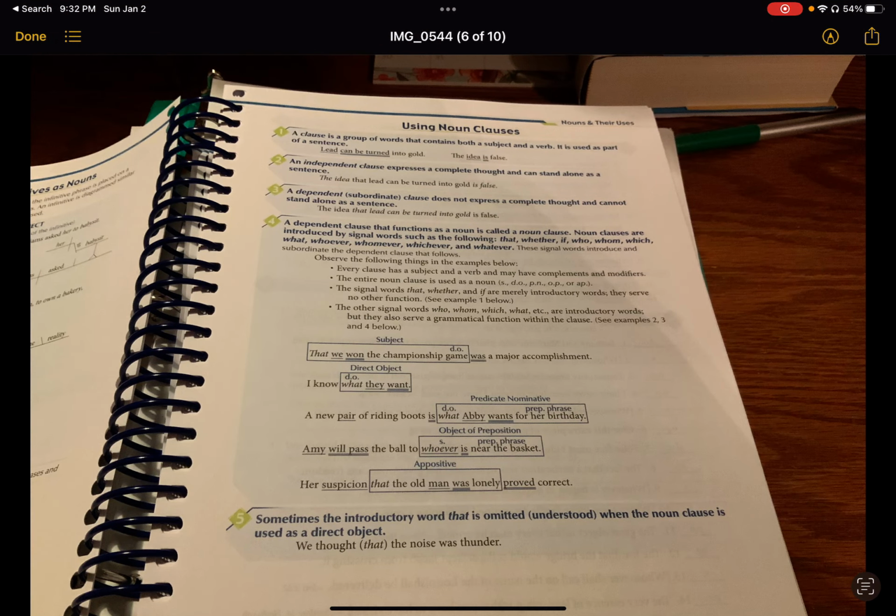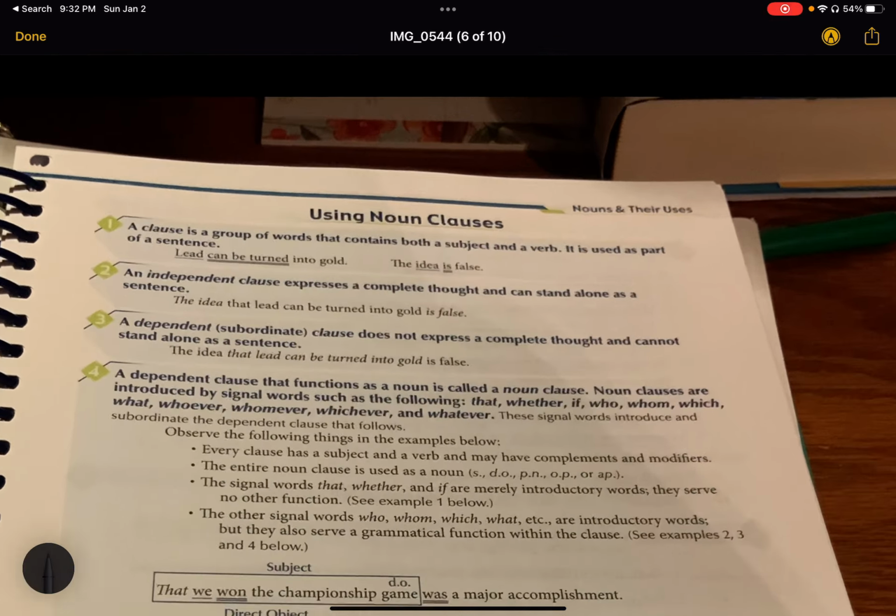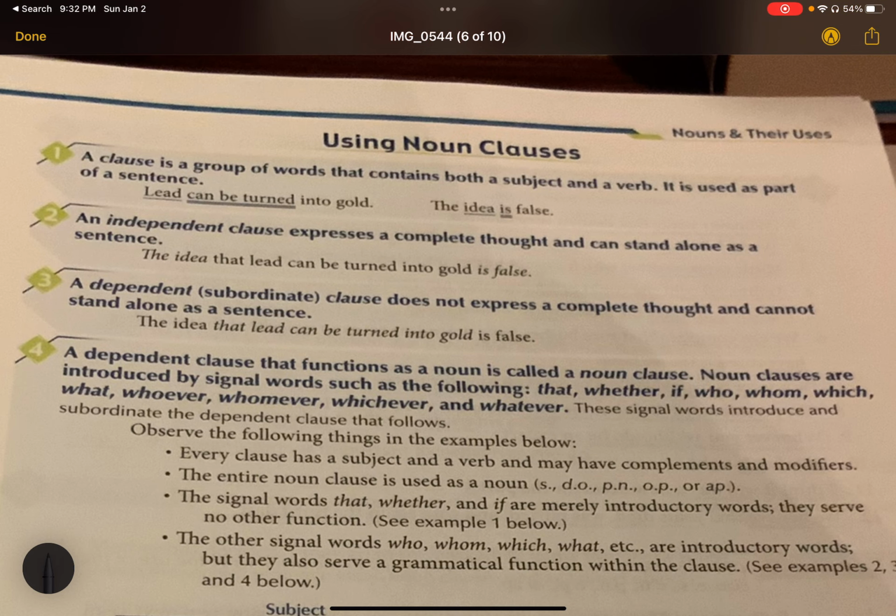And here is an important page. So I would like you to star this page. We're going to read through it carefully. This page will be the grammar that you need to study for a quiz for next week. So I might give you a quiz that says a group of words that contains both a subject and a verb is, and you would write down clause. So I want you to know all these definitions. I think you probably already know these 3, but I might ask you just to make sure you know.